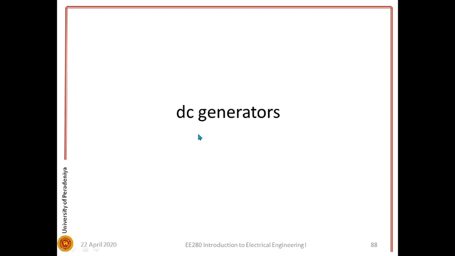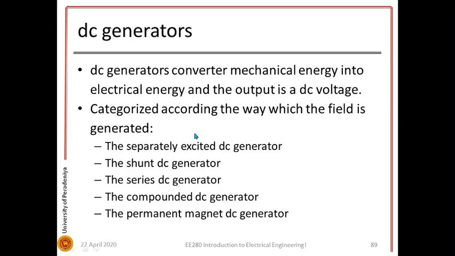Welcome to the video lecture on DC generators. This is the final subsection under DC machines. So I will brief you through some DC generator types and we will discuss what their characteristics are. DC generators convert mechanical energy into electrical energy, so they produce a DC voltage at the output of the machine.